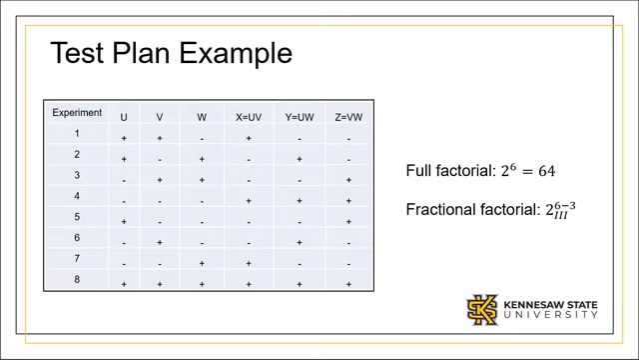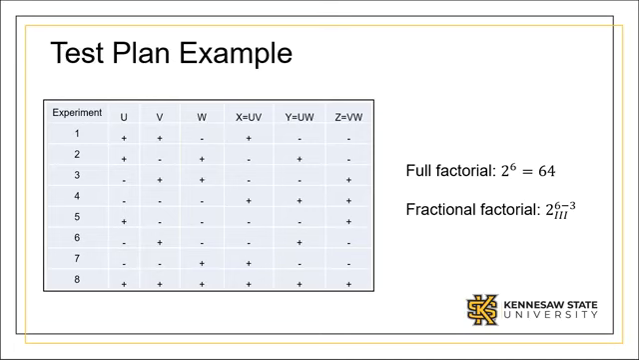Consider this test plan noted here. Suppose we have a system with 6 factors. To run a full factorial, we would need a run of 64 experiments. We have a limited budget and can only afford 8 experiments.